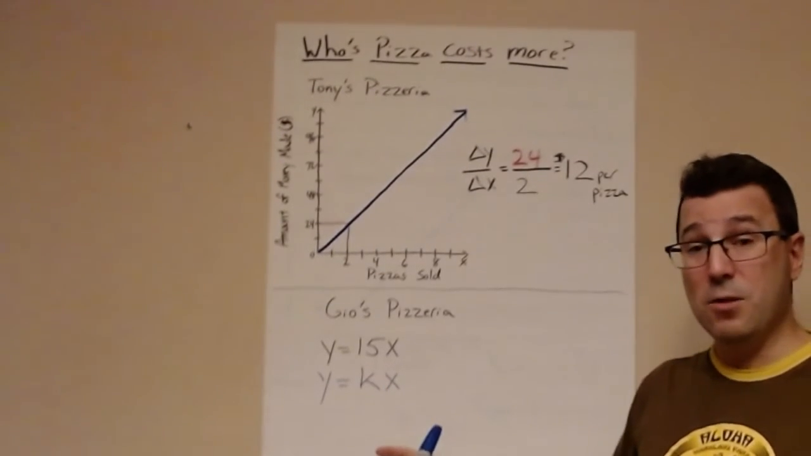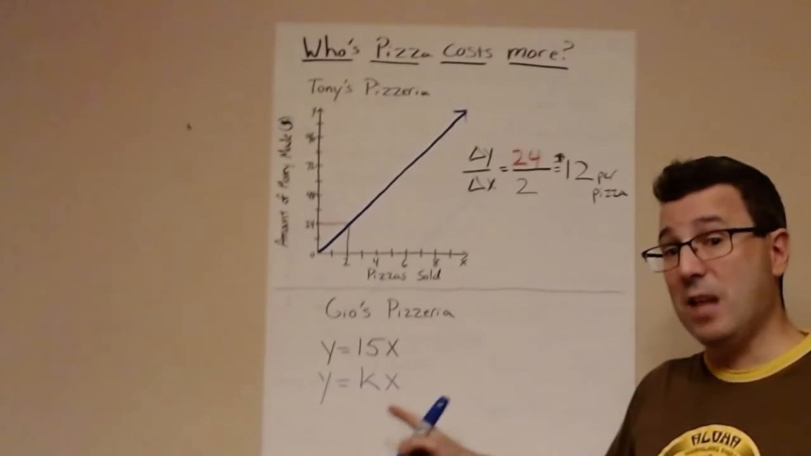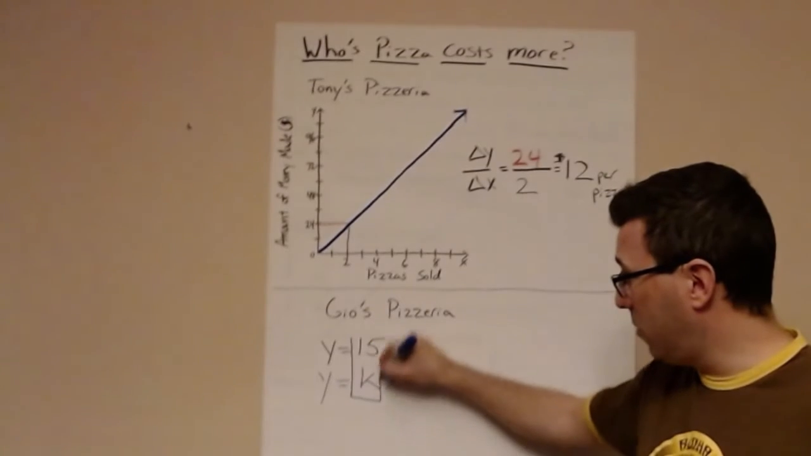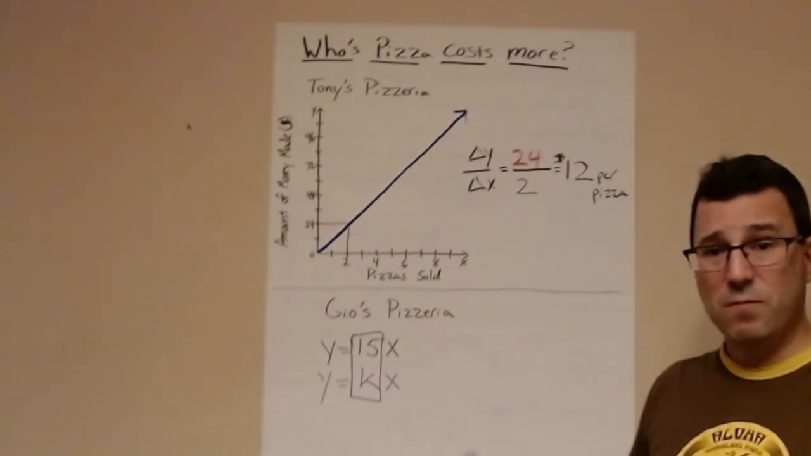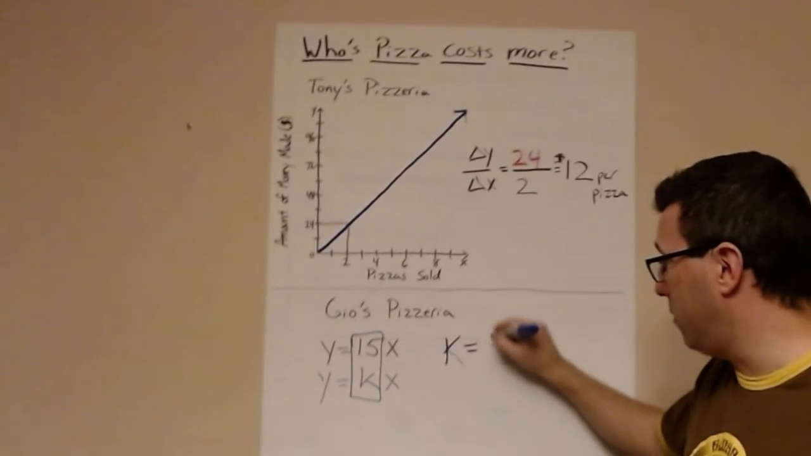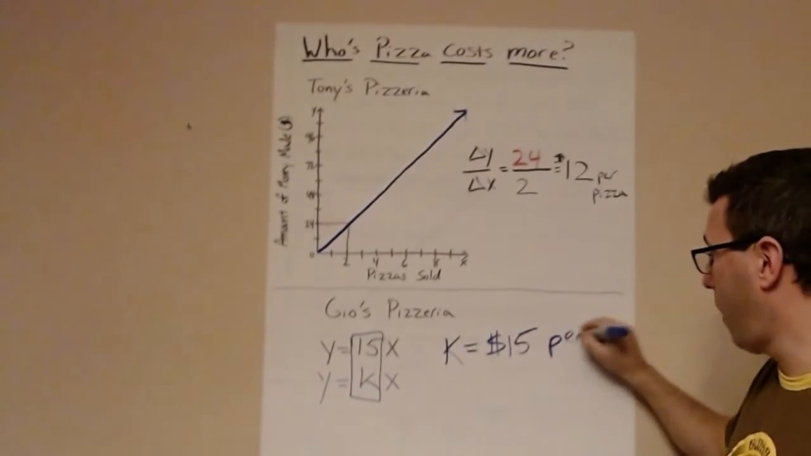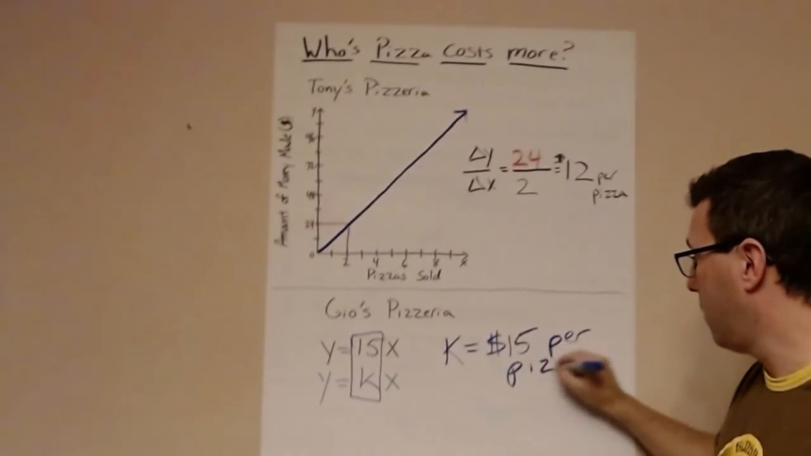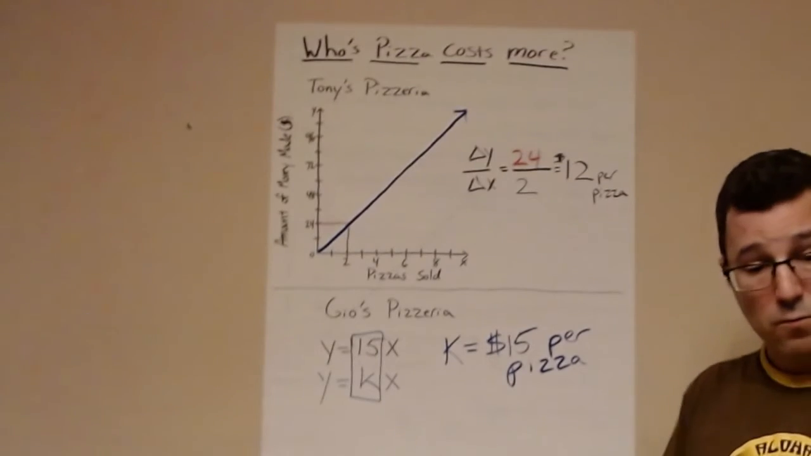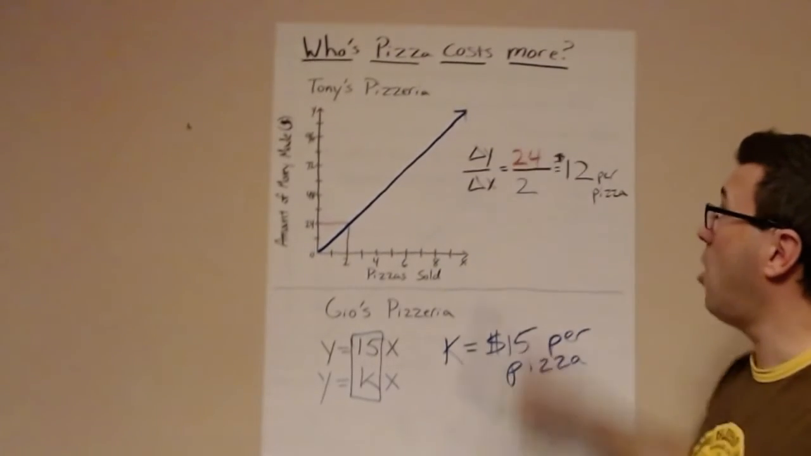And what I'm really looking for here is that constant. That constant is going to tell me, well, how much does each pizza cost? So as long as I line that up, all my work is done. k equals $15 per pizza. So I look at this and I say, okay, well, whose pizza cost more?